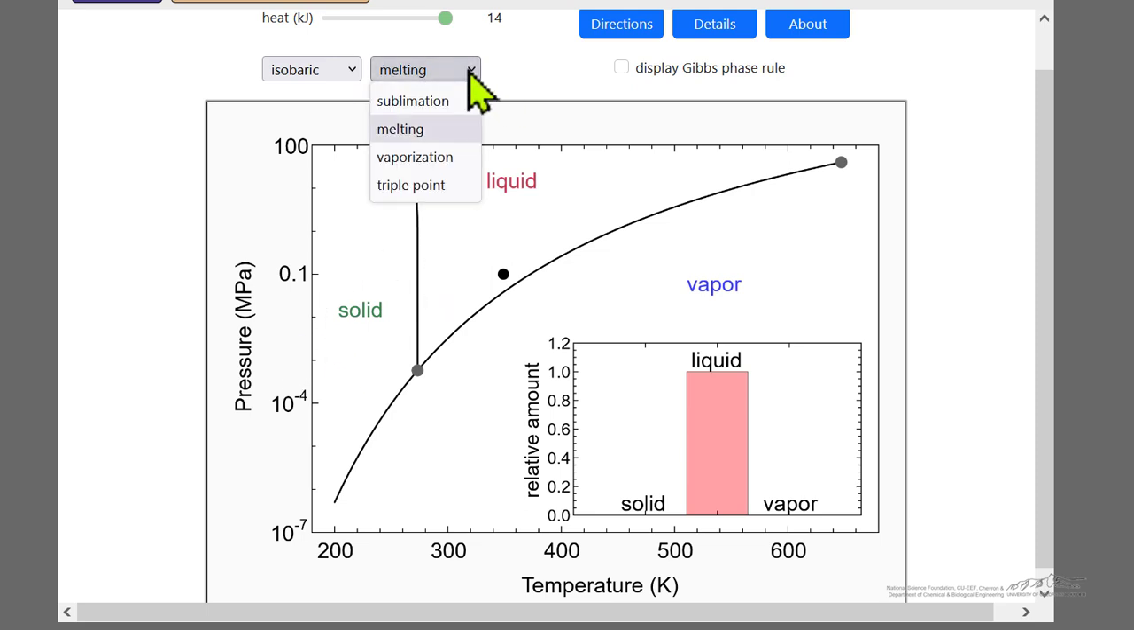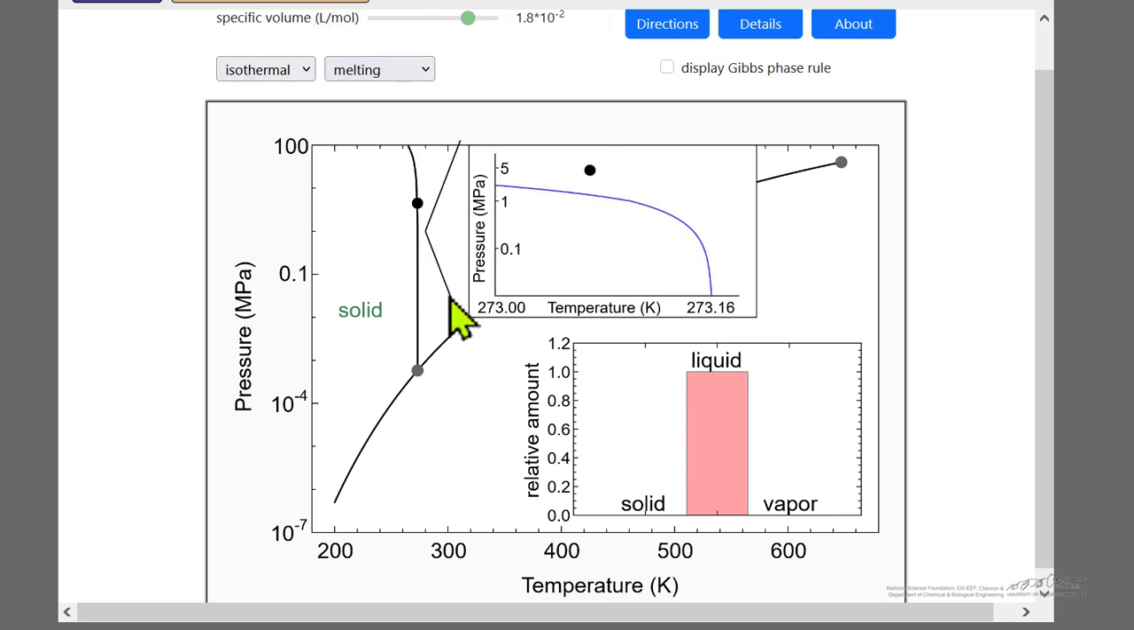So for example, instead of isobaric, I can look at isothermal. And in this case, we're looking again at melting. What we've done is blow up this region, change the scale, to a very narrow temperature range in order to be able to see the point slightly above where 2 phases exist.